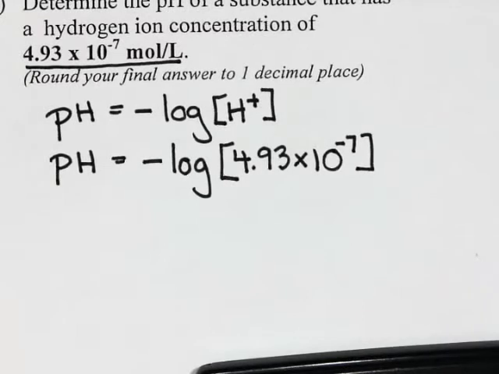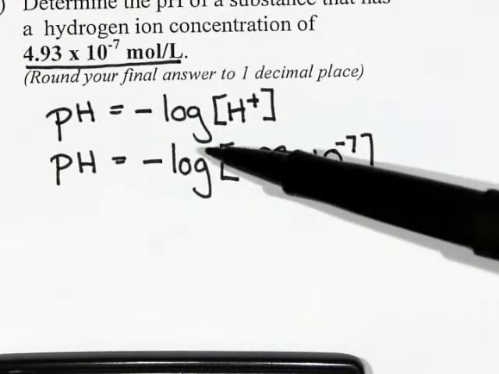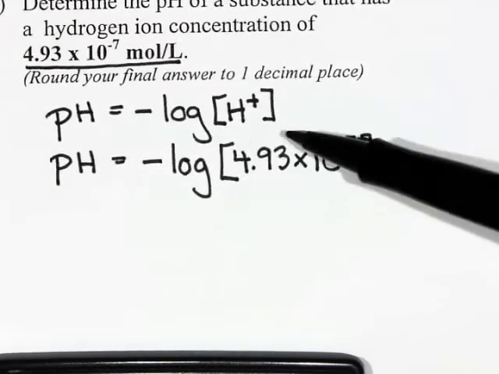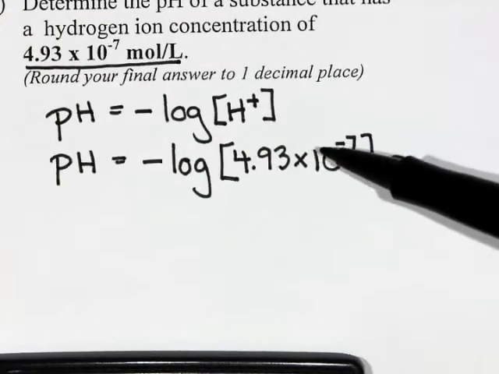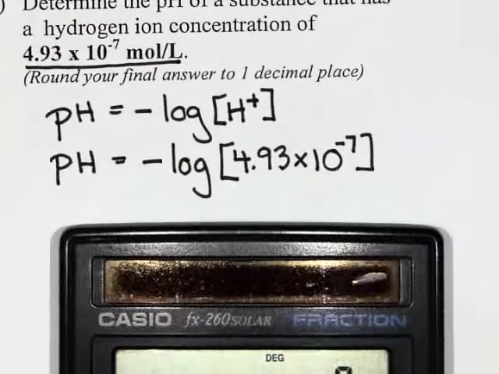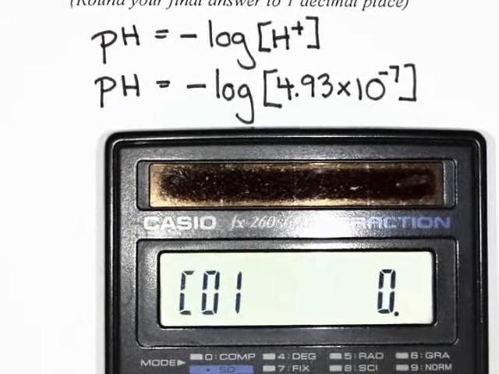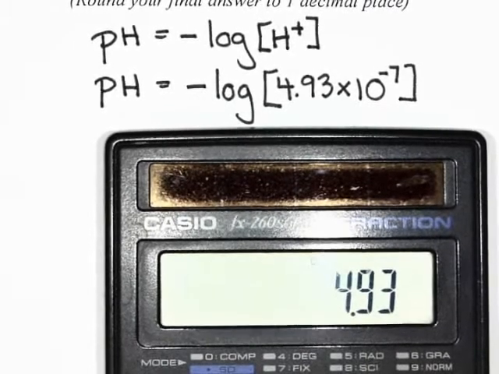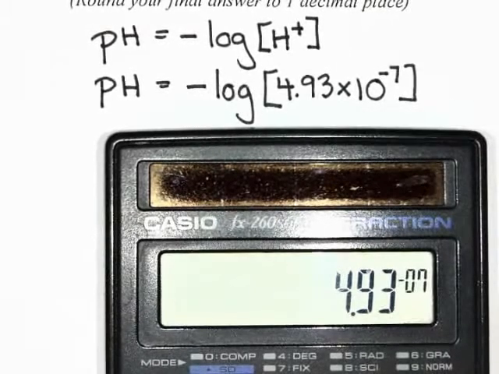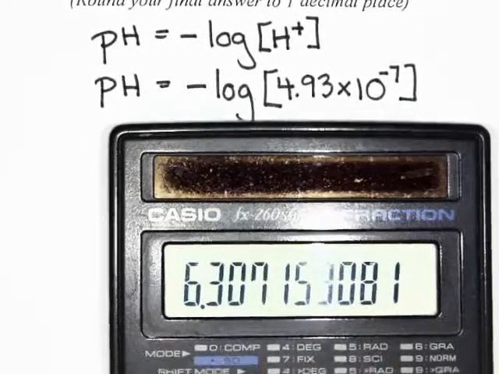So when I go to do this on my calculator, if you see what you type in on the screen, you would just type negative, not subtract. You want to use your actual negative key. So negative log bracket and then 4.93 times 10 to the power of negative 7. My calculator doesn't work like that. I have to do the bracket first. So I would do bracket and then 4.93 times 10 to the power of negative 7. Close the bracket, then press log, and then make it negative. That's the way my calculator works.